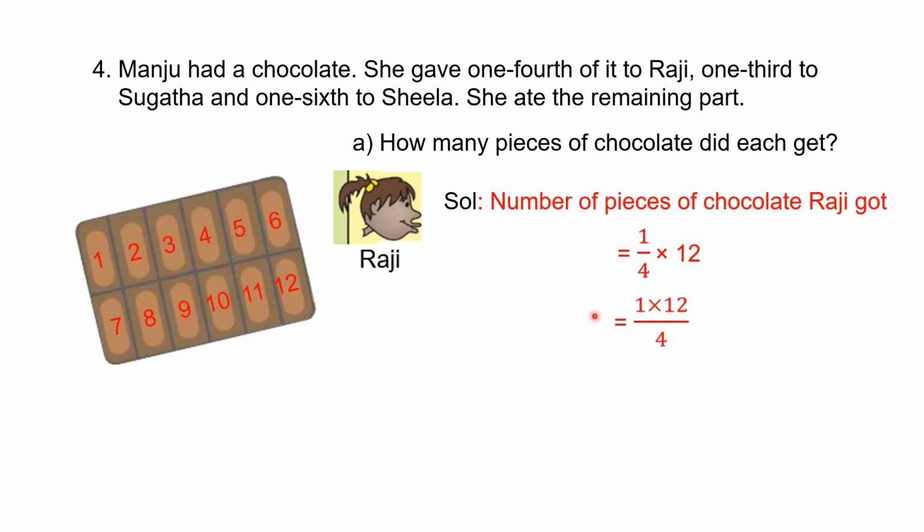Let us multiply the numerators. 1 multiplied by 12 divided by 4. 1 multiplied by 12 is 12 divided by 4. We know that 4 threes are 12. So 12 by 4 equals 3. So Raji got 3 pieces of chocolate.